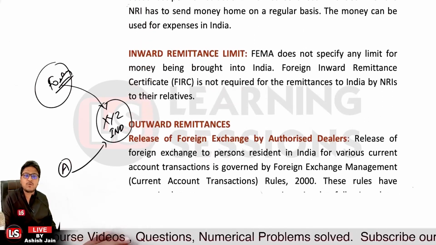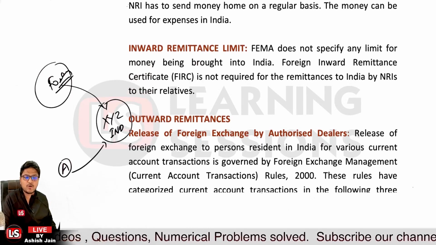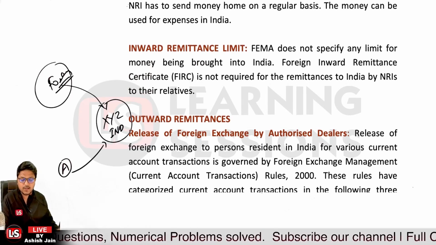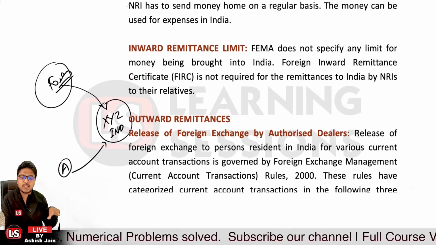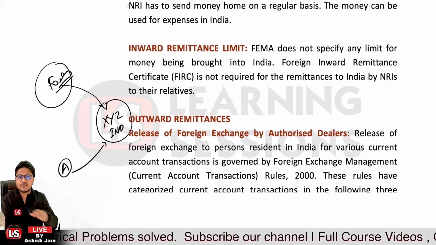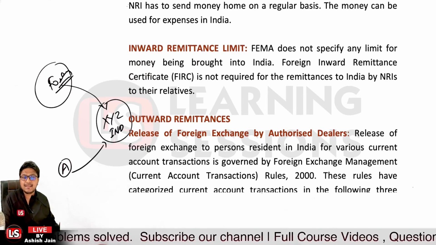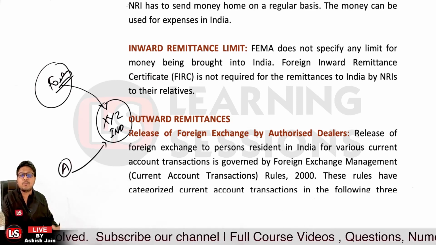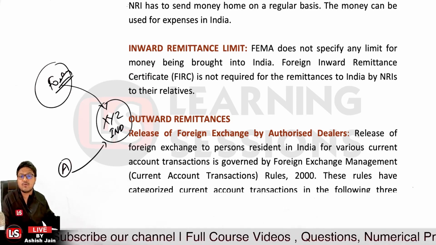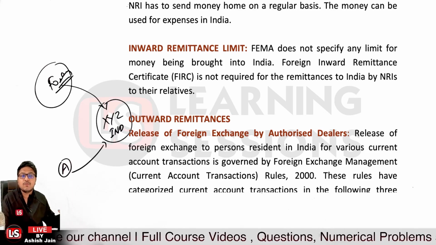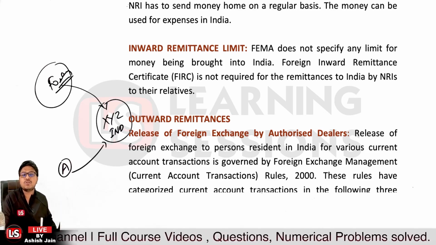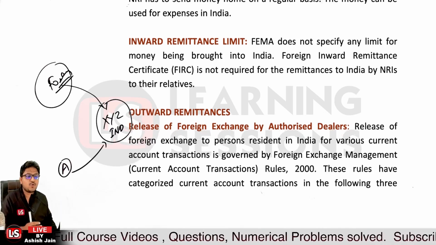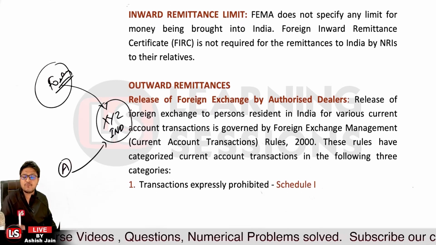Then it's related to outward remittance. What do we mean by outward remittance? Outward remittance is when your money is in India and you want to send it back to your home country. The release of foreign exchange to a person in India for various current account transactions is governed under the Foreign Exchange Management Rules 2000. And these rules have categorized the current account transactions into the following three categories.